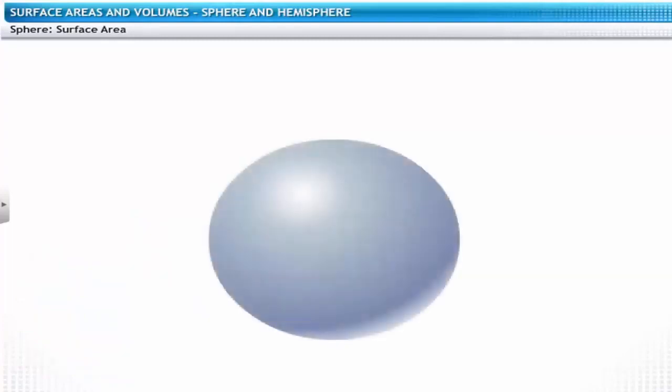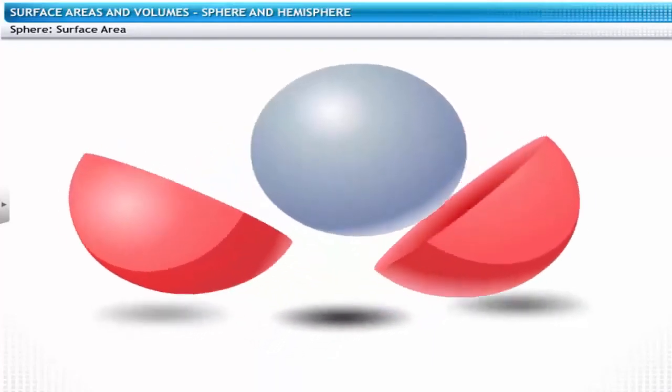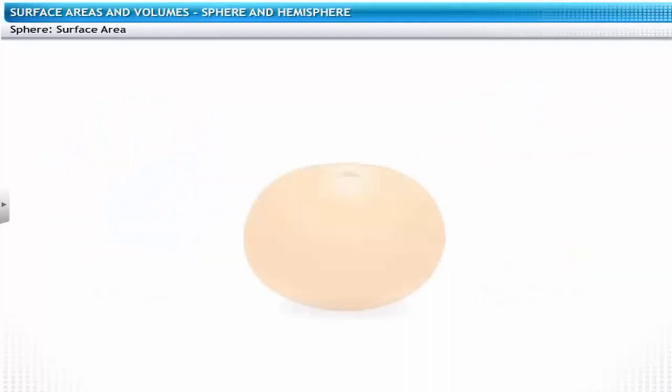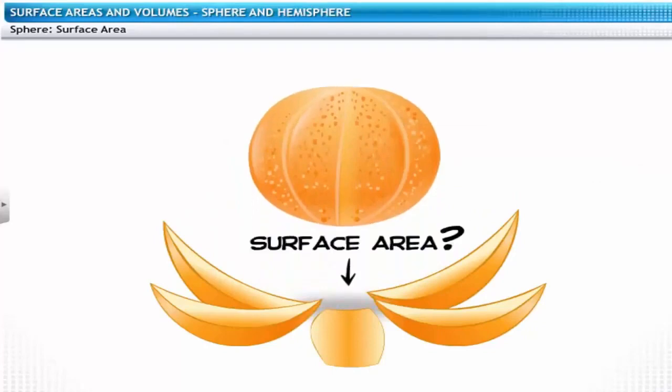Now let's learn about the surface area of a sphere. The surface area of a sphere is the total exposed area of the sphere. Let's understand this further. Observe the sphere carefully. Let's draw a line on the sphere from one point to another on the opposite side. We will paint from one side of the line to the other side. Now, the whole painted area of the sphere represents the surface area. An example that will help to easily visualize the surface area is an orange. If you peel off the skin of an orange, the area of the skin represents the surface area of the orange.